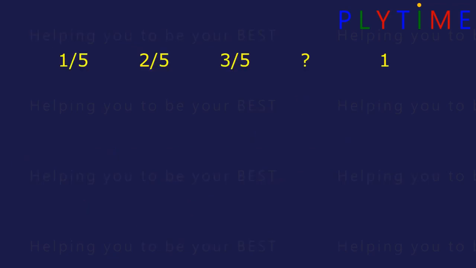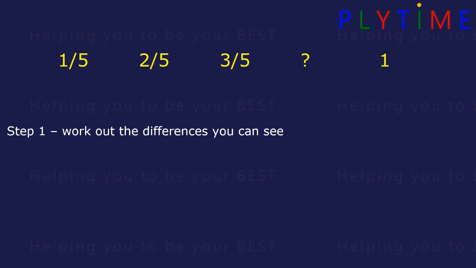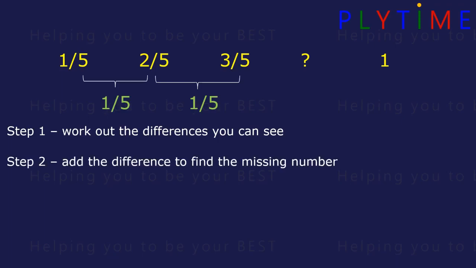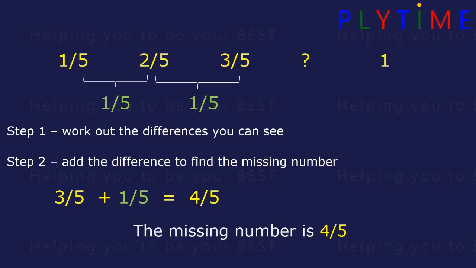What about this sequence? First, work out the differences that we can see. Between 1/5 and 2/5, it's 1/5. Between 2/5 and 3/5, it's 1/5. It's increasing by 1/5, and we can add this now to 3/5 to find the missing number. 3/5 plus 1/5 is 4/5, so the missing number is 4/5.